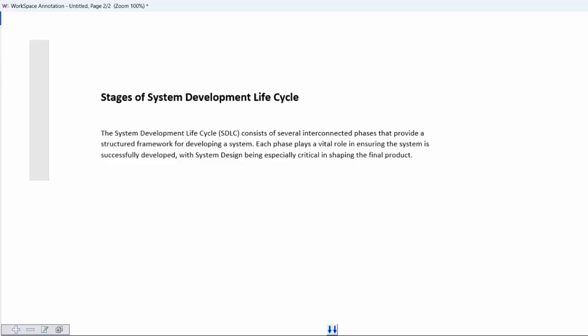Now, the SDLC involves some stages. SDLC consists of several interconnected phases or stages that provide a structured framework for developing a system. Each phase plays a vital role in ensuring the system is successfully developed, with system design being especially critical in shaping the final product. Okay, so there are several stages or phases involved in the SDLC, and all of these are interconnected. So, what are these stages?